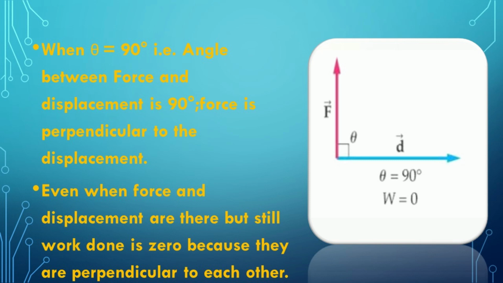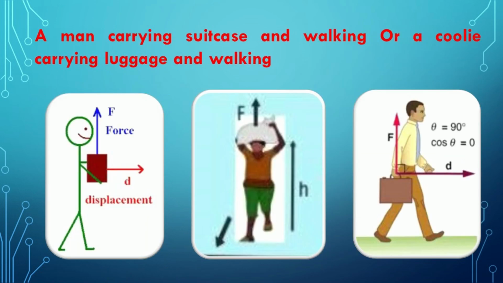When theta is 90 degrees, that is the angle between, children, the force and displacement is 90 degrees, the force is perpendicular to the displacement. Even when the force and displacement are there, the work done is zero because they are perpendicular to each other. Also, children, another example, a man carrying a suitcase and walking, or a coolie carrying luggage and walking, all are examples of zero work done.